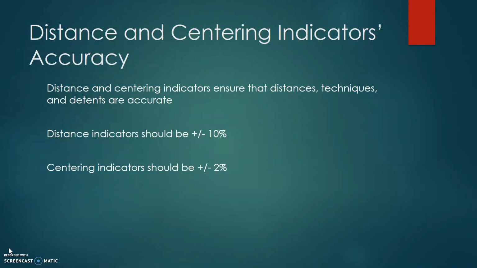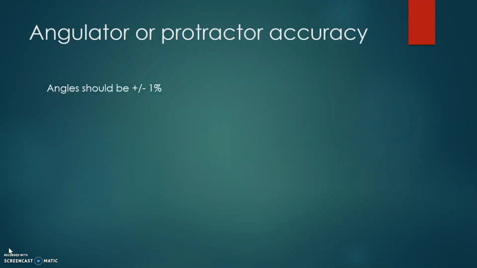Distance and centering indicators ensure that distances, techniques, and detents are accurate. Distance indicators should be plus or minus 10%, and centering indicators should be plus or minus 2%. Angles should be within plus or minus 1%.